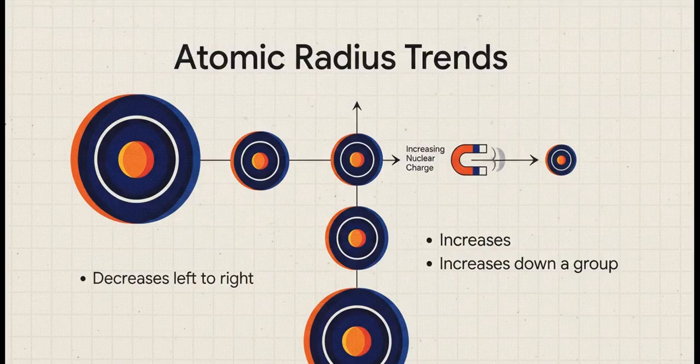Now, how are we actually going to remember the size trends across the periodic table? Well, I've got a quick mnemonic to help you lock this in for exam day. Ready? Left to right, pulls them tight. I'll say it again. Left to right, pulls them tight. As you move from left to right across a period, the atomic radius decreases. Why? Well, because that increasing nuclear charge acts like a stronger and stronger magnet, pulling those outer electrons closer and closer in. But as you move down a group, you're stacking on entirely new electron shells, so naturally the radius increases. Just remember that rhyme. Left to right pulls them tight.